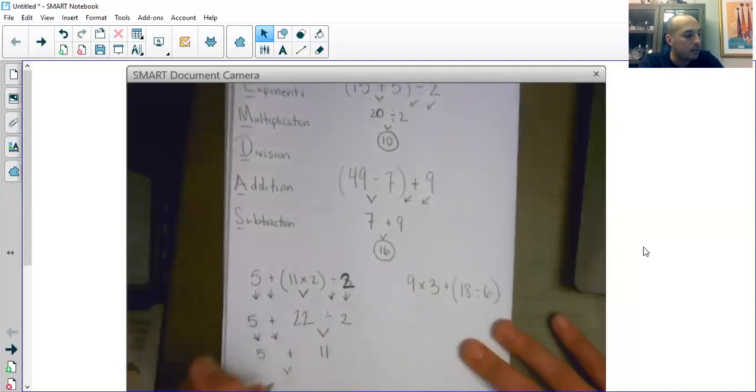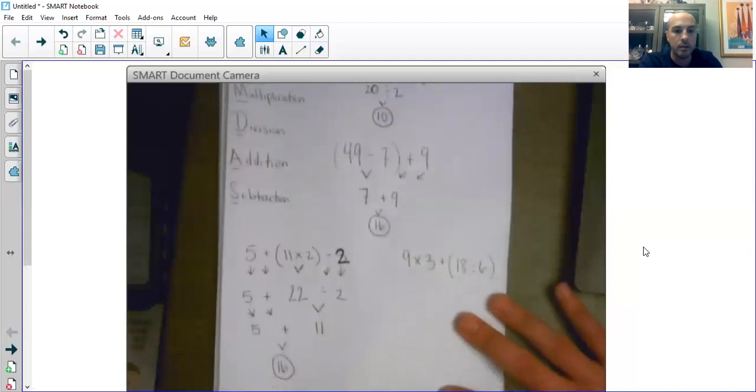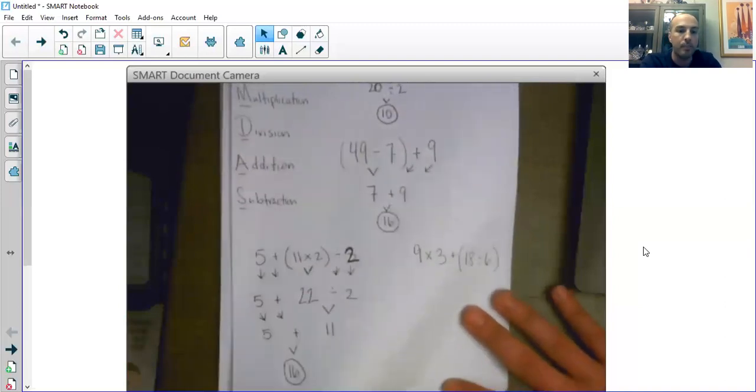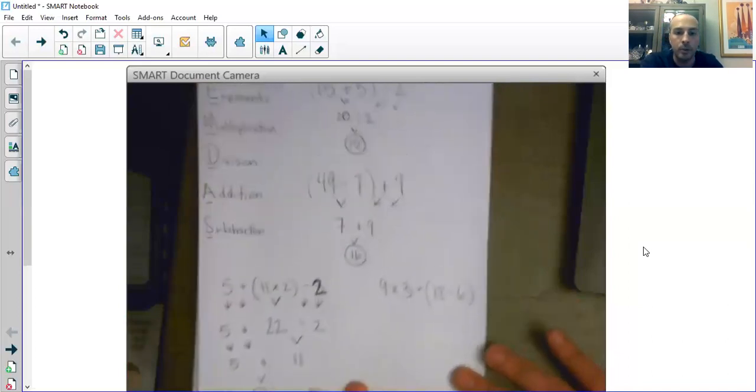5 plus 11, 12, 13, 14, 15, is 16. Circle my final answer. So the answer to 5 plus 22 divided by 2 is 16. Okay, let's do another one.